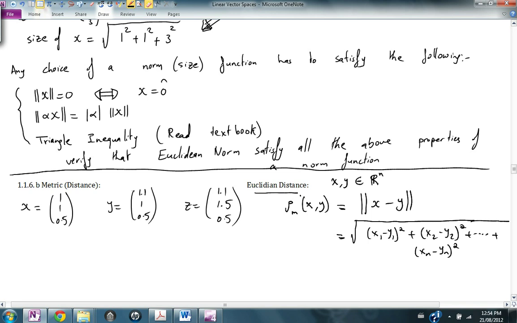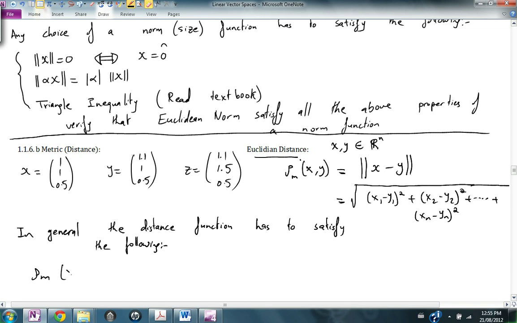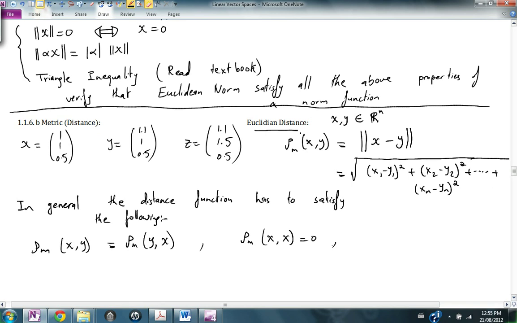In general, I would like the norm function to do the following. Or sorry, the distance function has to satisfy the following. The distance between x and y has to be equal to the distance between y and x. The distance between x and x has to be equal to 0. And finally, it has to satisfy the triangle inequality.